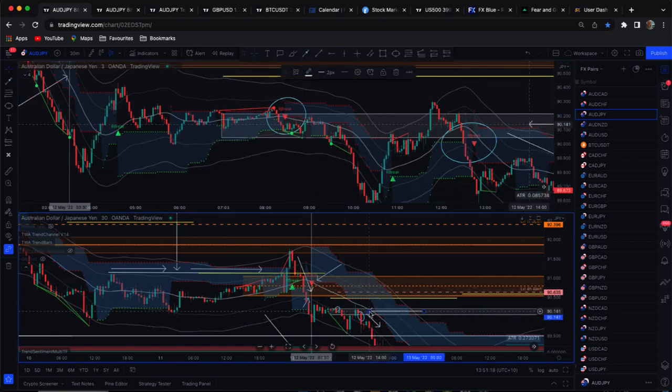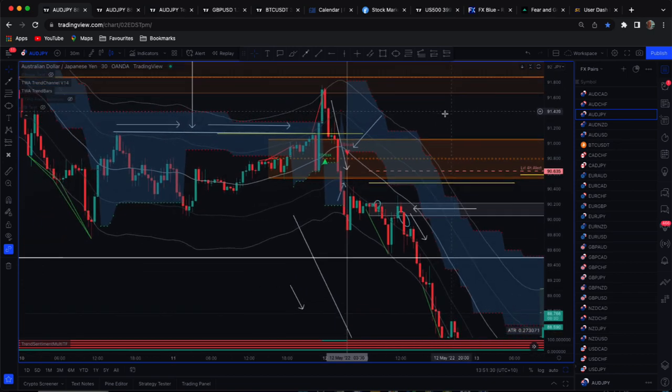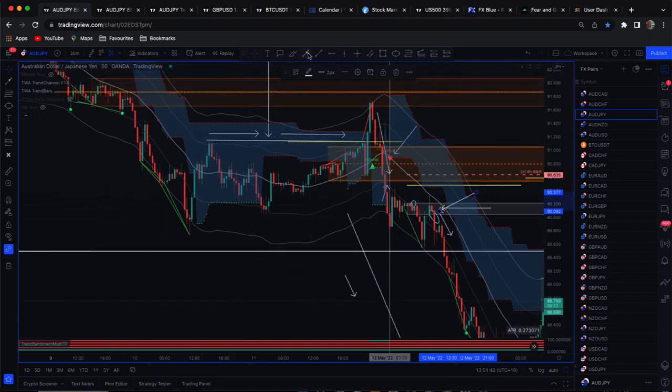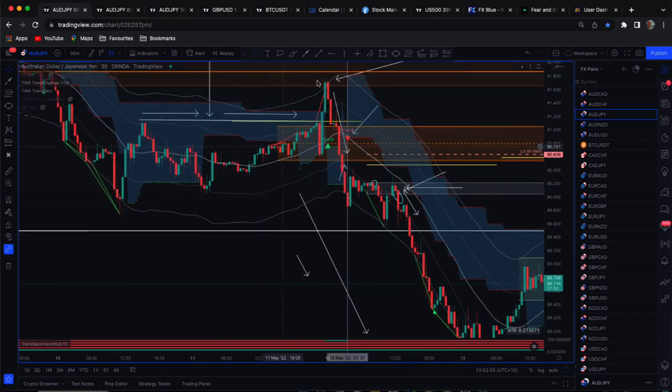Look at the difference though. Using our first breakout strategy, this is your entry. But going with our other strategy, this is your entry here. See how many pips we've gained. This is why we're trading these order blocks.